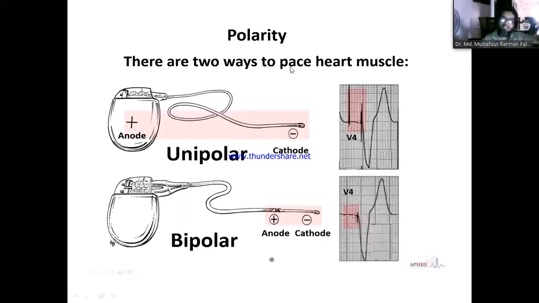These are the two ways of pacing. In the unipolar lead, the cathode is in the tip and the anode is the can, so in the ECG the spike is a very large spike. In the bipolar lead, the cathode is in the tip and the anode is in the ring inside the heart, so the spike is very small. Nowadays, as all pacemakers are bipolar, it is very difficult to find the spike in the ECG. The artifact is very small and the pacing spike is very difficult to identify.